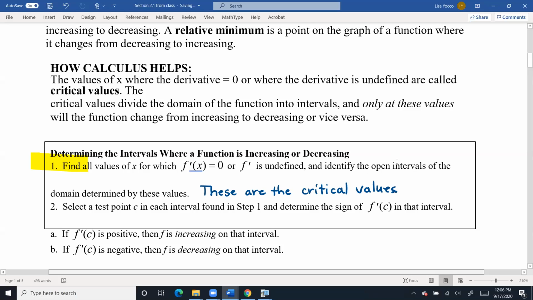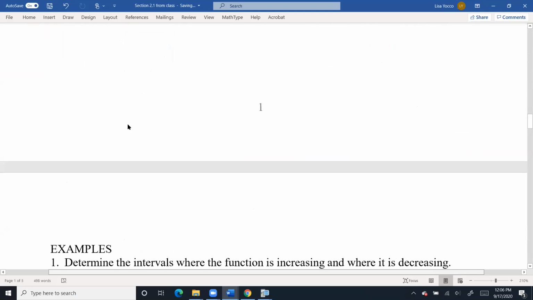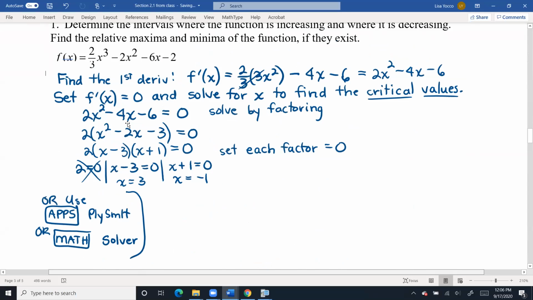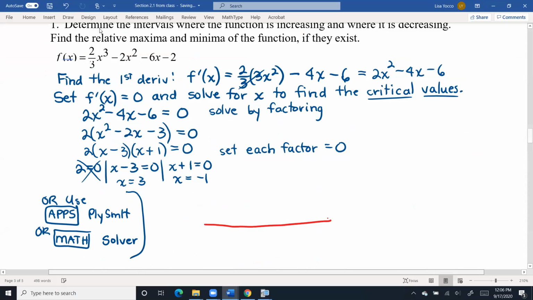All right. Then it says identify the open intervals of the domain determined by these values. Okay, so what do I mean by that? What I'm going to do now is draw a number line that indicates the domain. This is a polynomial function. That's why we talked about domains in the beginning. The domain is all real numbers. So on a number line, it is the entire number line.